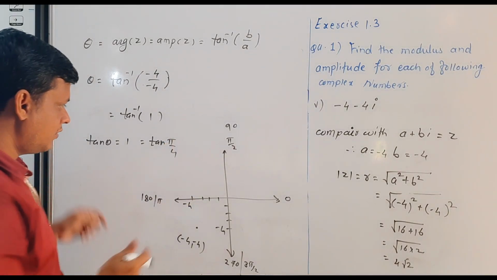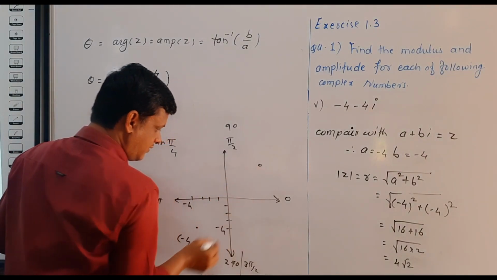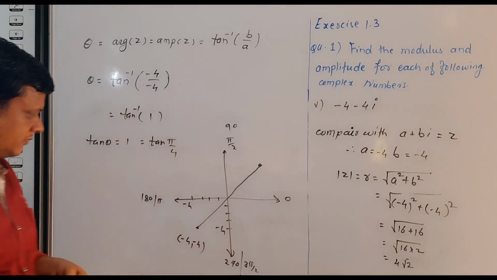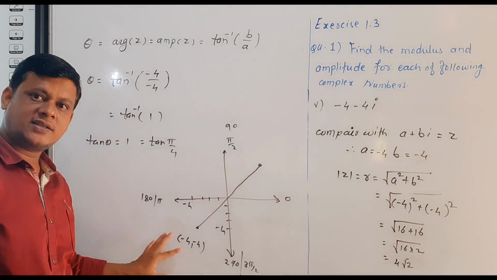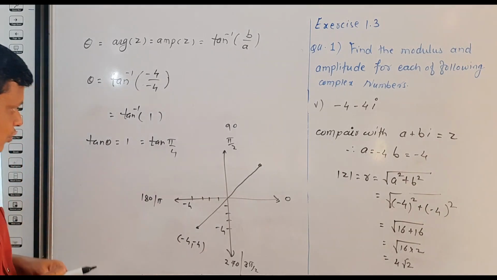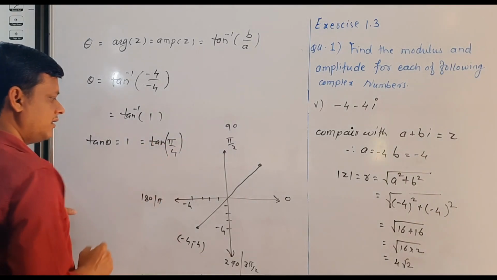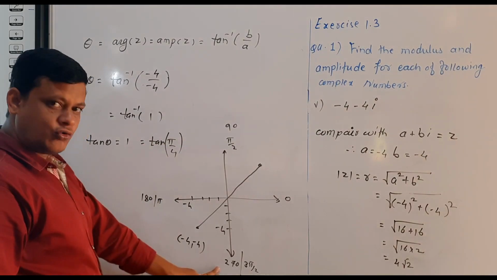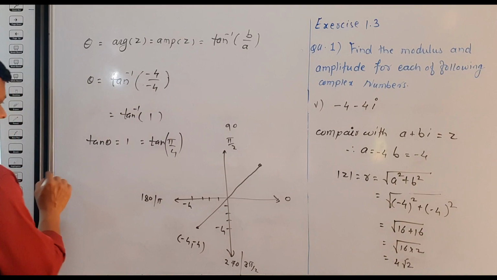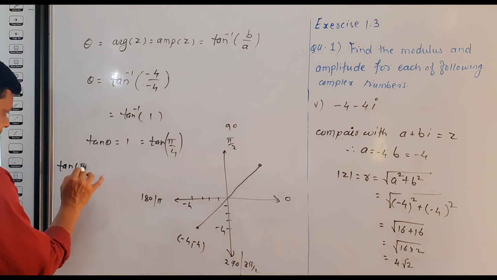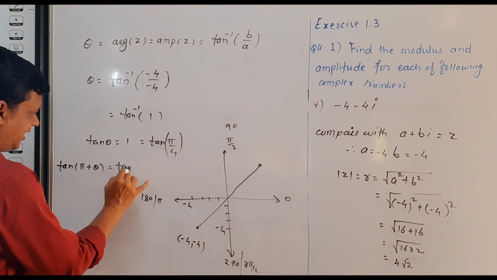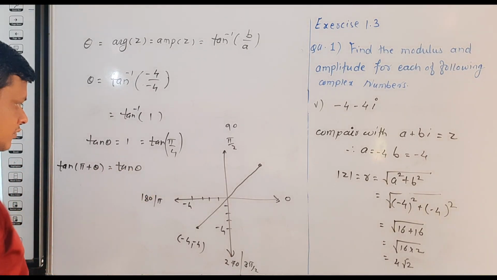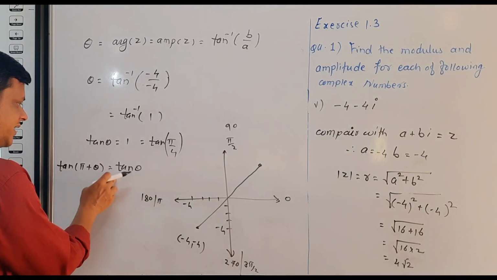So we have to consider the point. This point lies in the third quadrant. So we have to convert this angle into the form of an angle between 180 and 270. So for that we have the formula tan pi plus theta is equal to tan theta. So write this formula: tan pi plus theta equals tan theta.